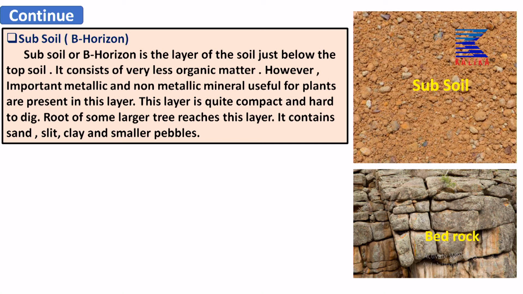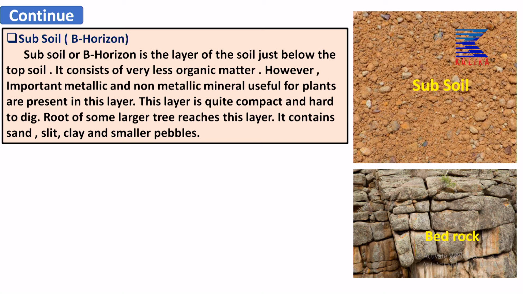Let me read that paragraph which is just displayed on the screen. Subsoil or B horizon is the layer of soil just below the topsoil. It consists of very less organic matter. However, important metallic and non-metallic minerals that are useful for plants are present in this layer. This layer is quite compact and hard to dig. Roots of some larger trees reach this layer. It contains sand, slate, clay and all the smaller pebbles.